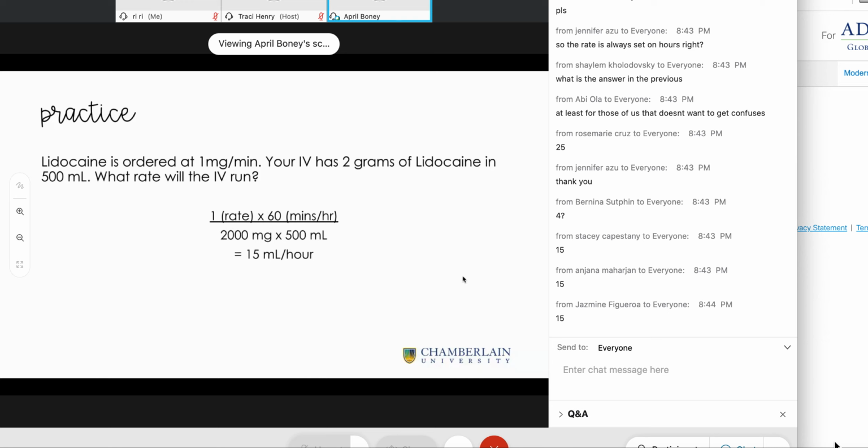So now you have 1 as your order times 60 minutes, because we're still putting this on a smart pump. We have to do milliliters per hour. So we've got to go to minutes. There's just no weight this time. And we're going to divide that by 2,000 milligrams because that's the conversion of our concentration times 500 milliliters. And that's going to give us 15 milliliters per hour.